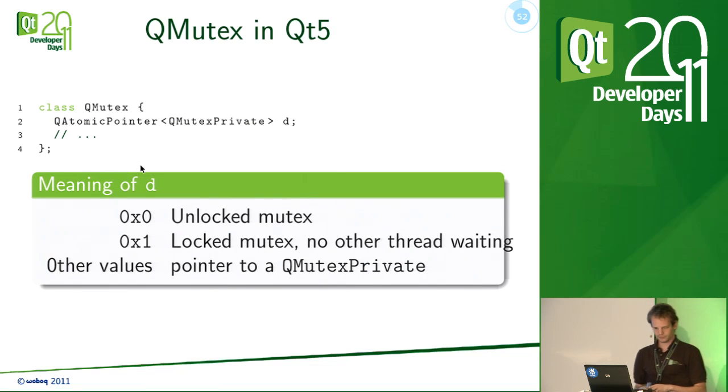But in Qt 5, QMutex is just an atomic pointer to the QMutexPrivate. And this is not always a pointer, in the sense that there are two special values here. If d is 0, which is how it's initialized, it means the mutex is unlocked. The other special value is if d is 1, which means the mutex is locked, but there is no other thread waiting on the mutex. So the mutex is locked, but no one is waiting. And all the other values are a QMutexPrivate, with some internal stuff.